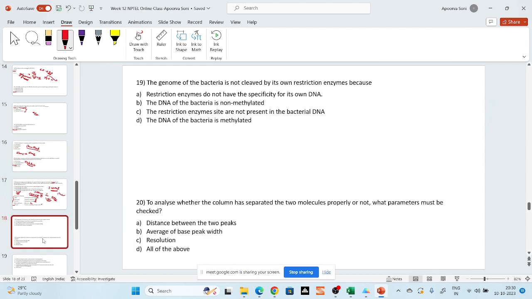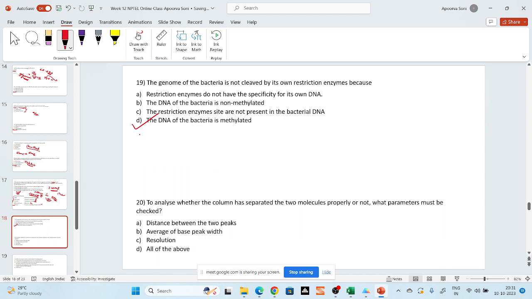Okay, this is what we have just studied. The genome of the bacteria is not cleaved by its own restriction enzyme because restriction enzymes do not have the specificity for its own DNA; the DNA of the bacteria is non-methylated; the restriction enzyme sites are not present in the bacterial DNA; or the DNA of the bacteria is methylated. So what is the answer? Option D. The DNA of the bacteria is methylated.